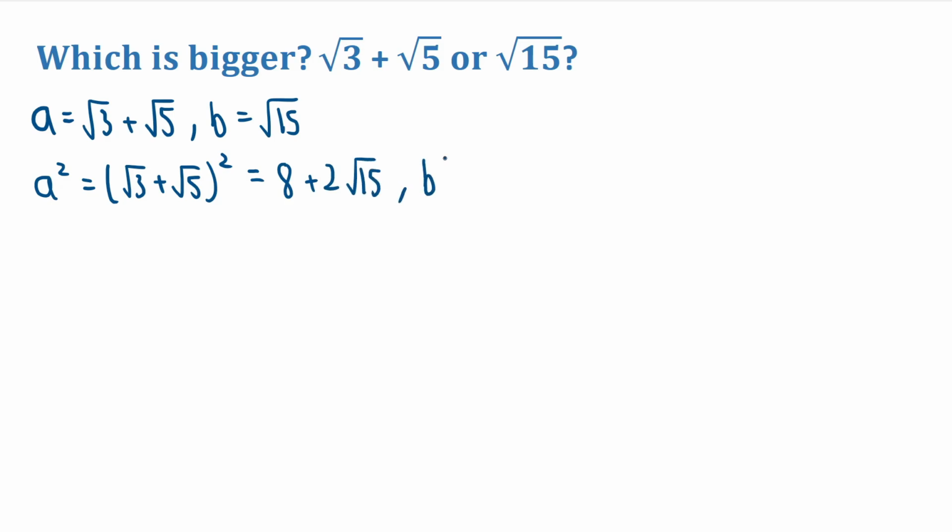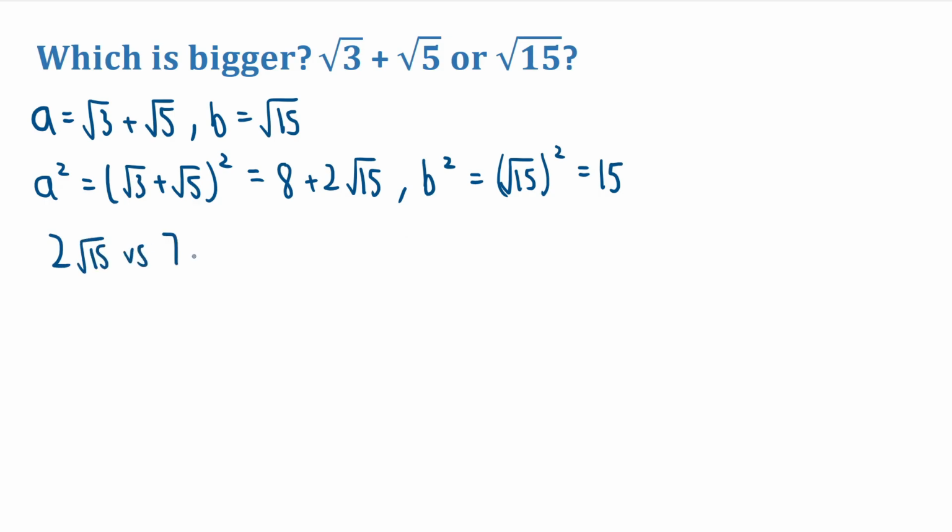And b squared would just equal the square root of 15 all squared, and that just simplifies to 15. So now we're comparing 8 plus 2 square root of 15 with 15. So what we can do is subtract 8 from both expressions, and it would still be the same comparison. So if we do that, then we are now comparing 2 square root of 15 with 7.